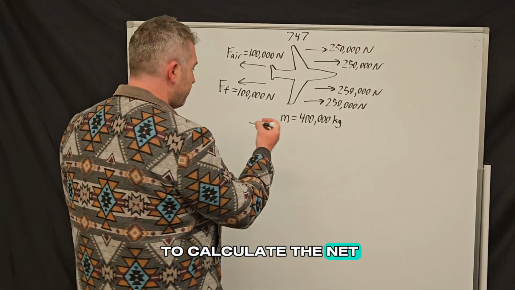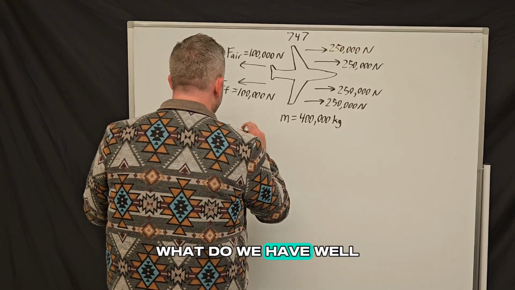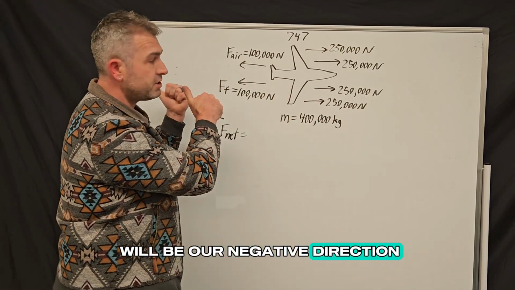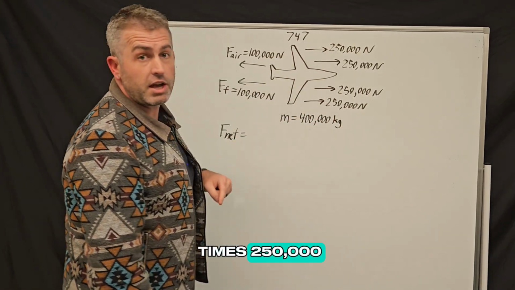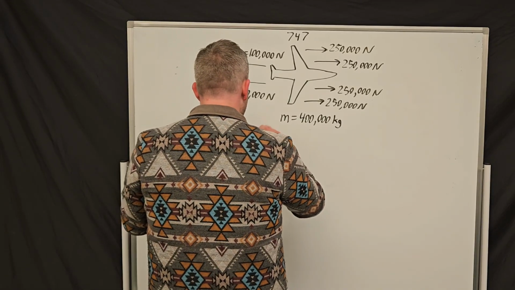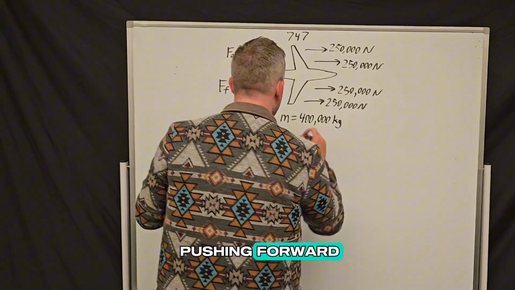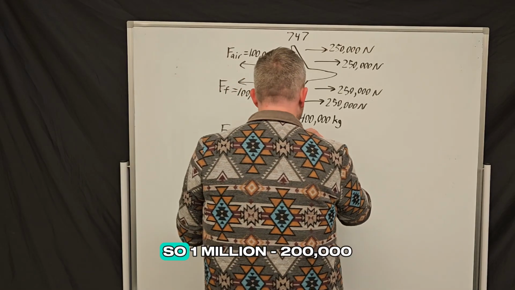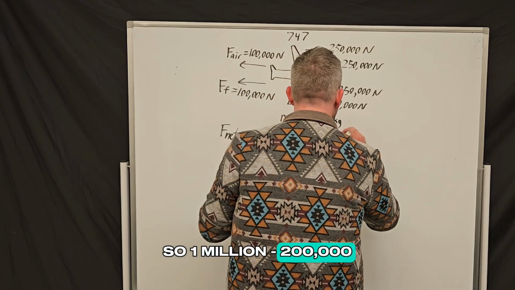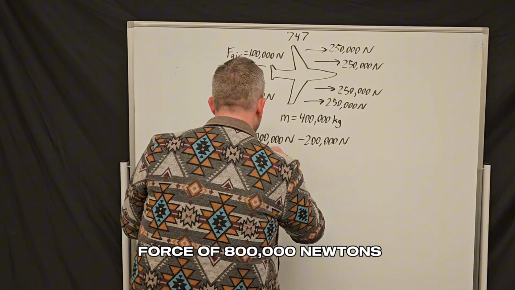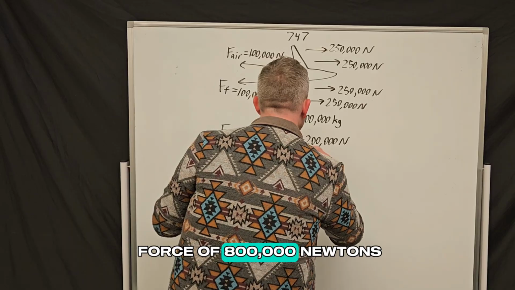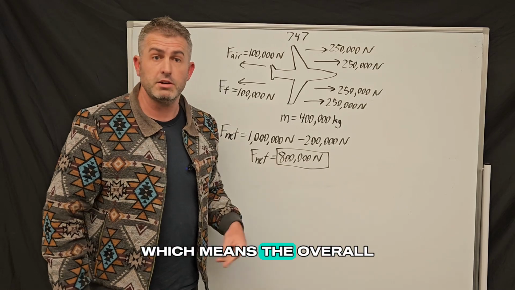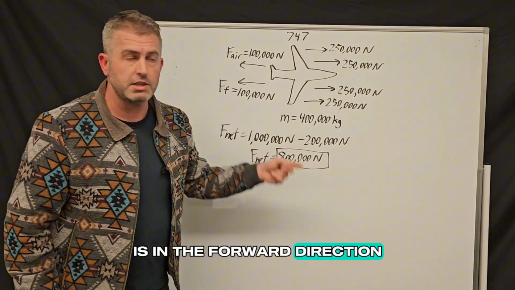So if we wanted to calculate the net force here, what do we have? Well, first let's establish that this is our positive direction and to the left will be our negative direction. So we have 4 times 250,000, which is 1 million. So 1,000,000 newtons pushing forward, minus 2 times 100,000, so minus 200,000. So 1 million minus 200,000 gives us a net force of 800,000 newtons. So our net force came out as a positive answer, which means the overall net force is in the forward direction, the positive direction.